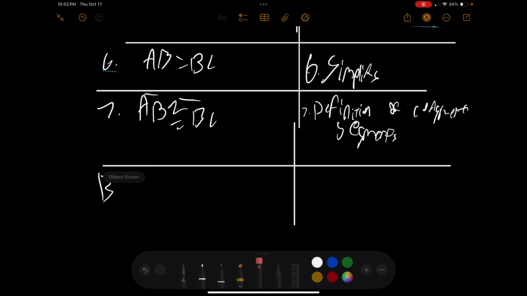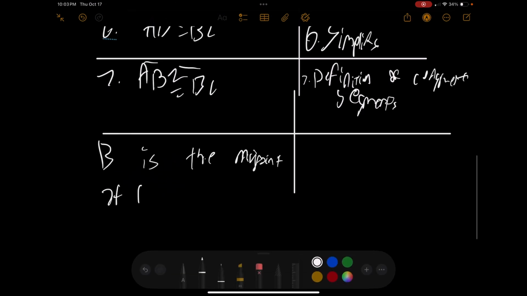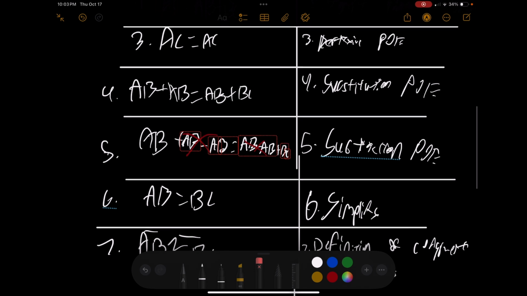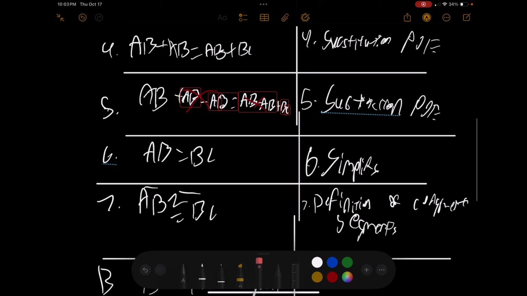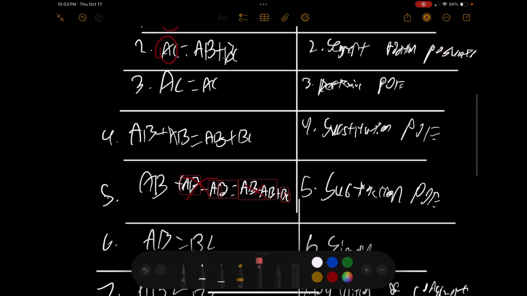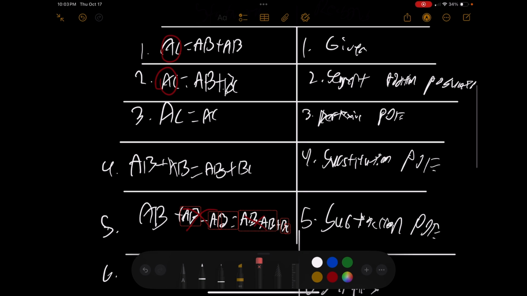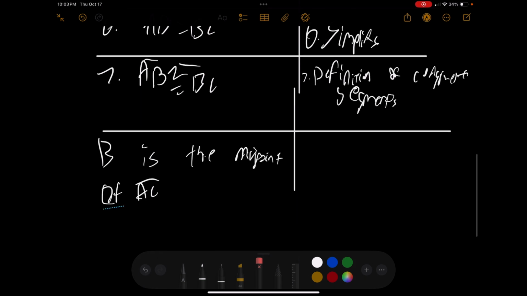Sorry, that was messed up. Midpoint, that's a misspelling. Midpoint of segment AC. That's really bad handwriting. And look at that. Wait, did I remember my steps? 2, 3. Oh yeah, I used the reflexive property. I forgot. Now, this is the definition of a midpoint.